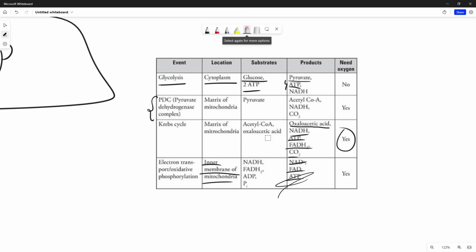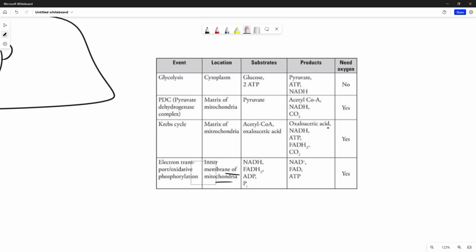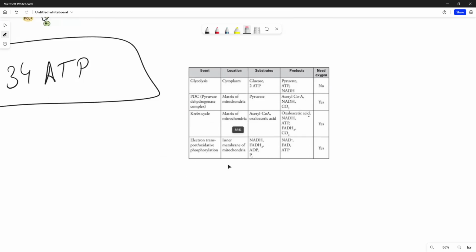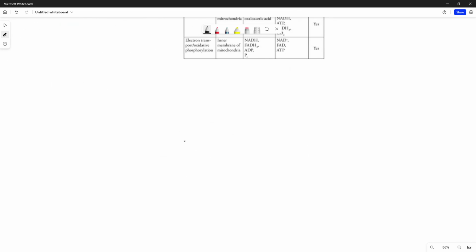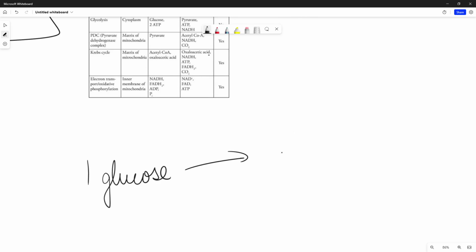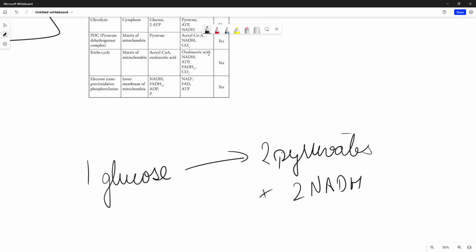So this is basically the whole summary of the whole process of respiration, and in this video we'll be going over anaerobic respiration, but it will be very brief. So what happens in anaerobic respiration is, glucose still turns into two pyruvates plus 2 NADH, and this produces 2 ATP, and this is basically all the energy it produces.